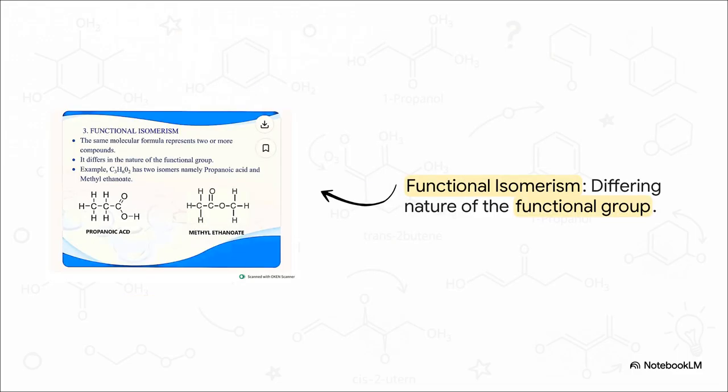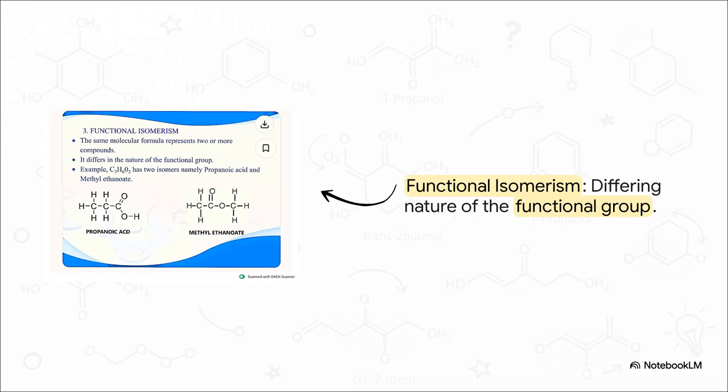Okay, things get even more drastic with functional isomerism. Here, the exact same molecular formula represents two compounds that differ in the actual nature of their functional group. Take C3H6O2. In one arrangement, it forms propanoic acid, featuring an acid group right at the end. But in the other arrangement, those exact same atoms rearrange themselves so completely that they form methyl ethanoate, which has an ester linkage right smack in the middle of the chain.